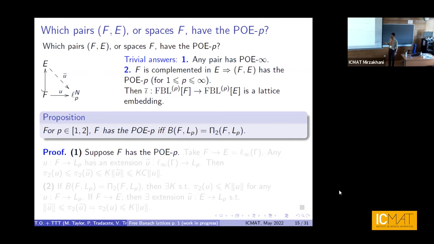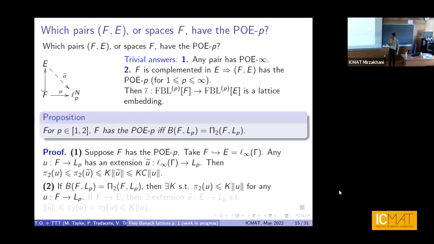So let me maybe at least sketch a proof of what's going on here. Let's first of all suppose that F has a POEP, and let's embed F into L infinity of gamma for a sufficiently large set gamma, as I suggested on the previous slide. In this situation, we have an extension, and we know that any operator from a C(K) space to L_P for this range of P's is two summing. So the two summing norm of U is no more than the two summing norm of its extension U tilde, and this in turn is no more than the Grothendieck constant K times the norm of U tilde, and the norm of U tilde is controlled via the norm of U.